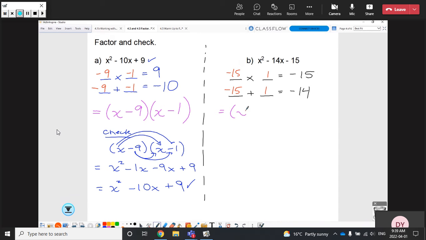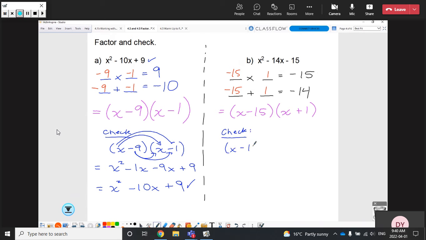We go here x minus 15 because it's a -15. And we're going to write x plus 1 because it's a +1. So essentially, whatever your magic number is, the sign will come with it in the bracket. And of course, they would like us to check here. No problem at all.